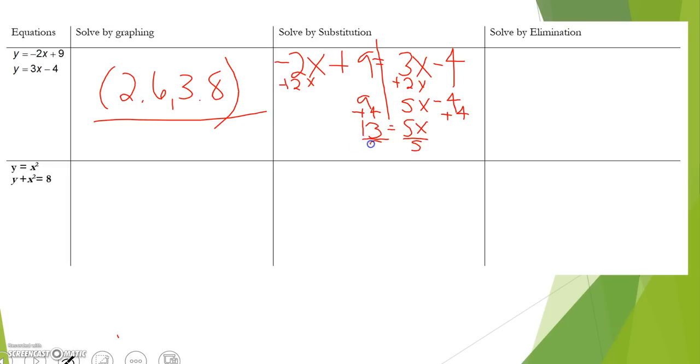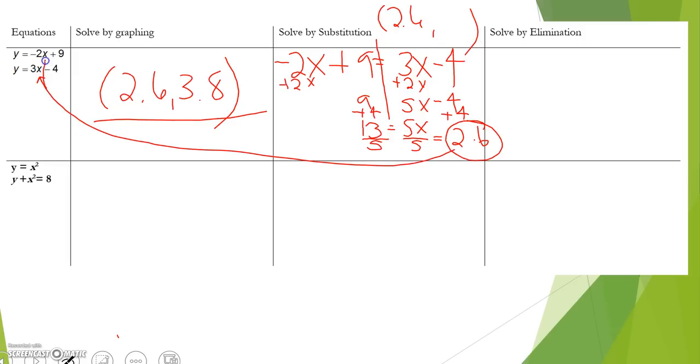Divide by 5, and if you do that, you would get 2.6, which is exactly what we got when we did the graphing method. Now to get the y value, you take that 2.6 and plug it into either equation. Either one, you will get 3.8 if you plug it in.